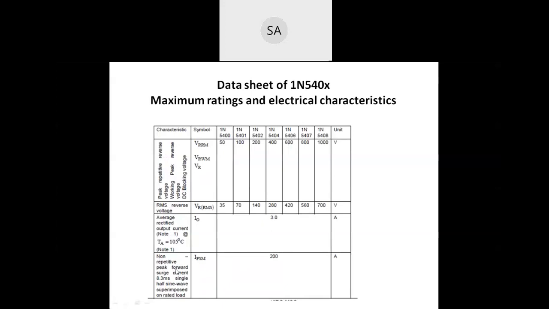And non-repetitive peak forward surge current, 8.3 milliseconds, single half sine wave superimposed on rated load, is 200 amperes. That is IFSM. This is 200 amperes, whereas it is very high compared to the 400X, which has only 30 amperes. And the forward voltage at forward current of 3 amperes is 1 volt only. But in the 4006, the forward voltage at forward current of 1 ampere is 1 volt only. But here, at forward current of 3 amperes, again we are getting 1 volt only.